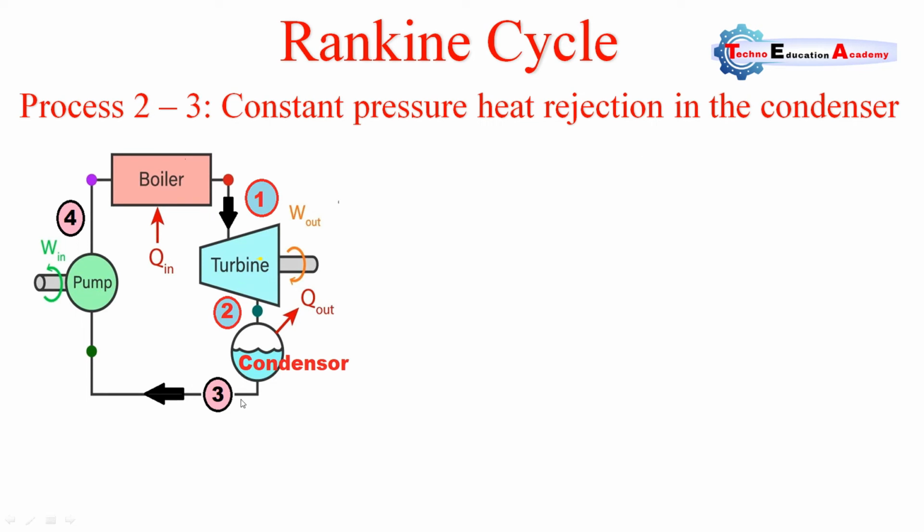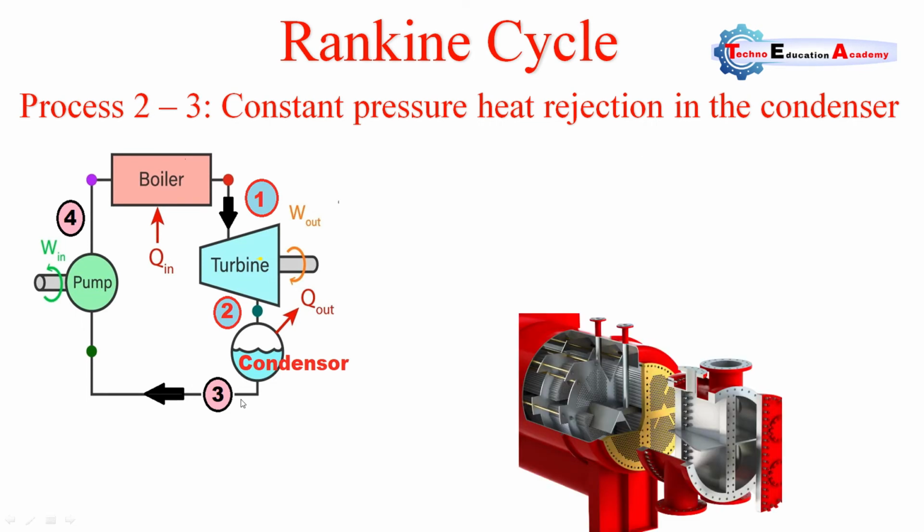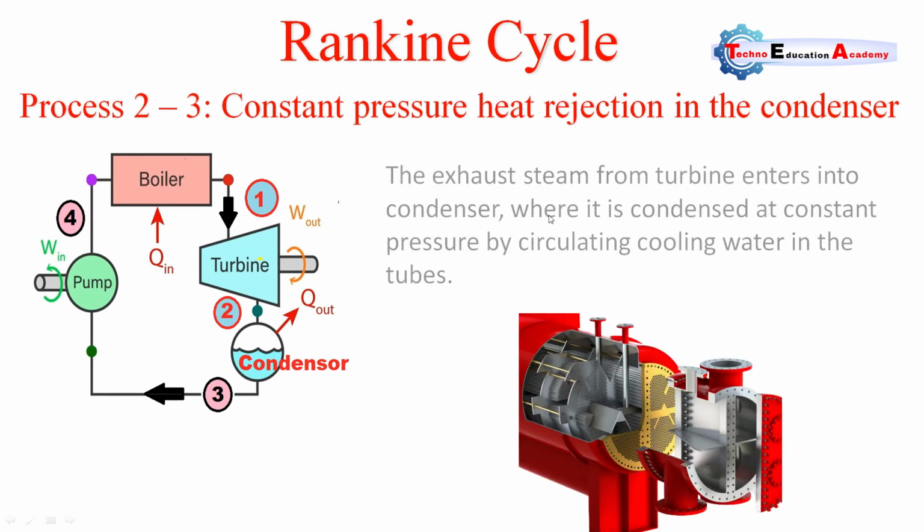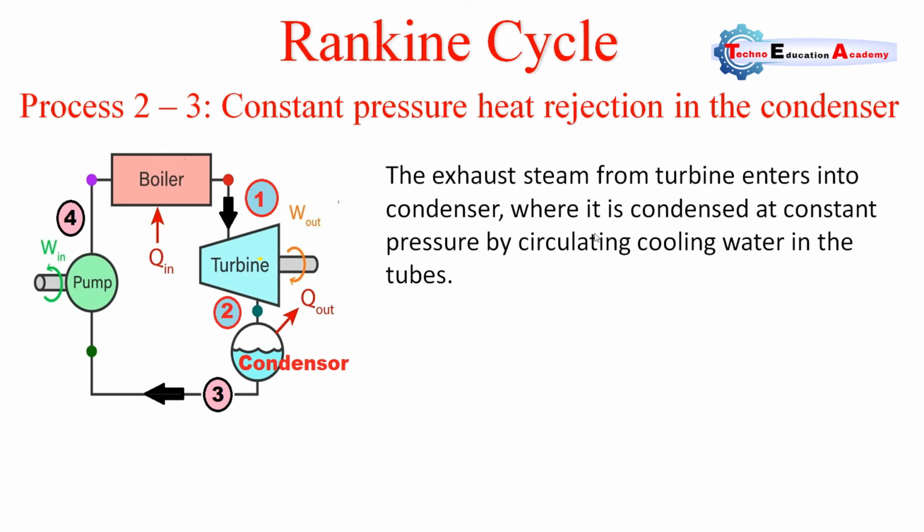Process 2 to 3 is constant pressure heat rejection in the condenser. The exhausted steam from the turbine enters the condenser, where it is condensed at constant pressure by circulating cooling water through the tubes. As we have discussed, it is one type of heat exchanger, and it is used in the thermal power plant to increase the efficiency of the plant. Here we are using cooling water for the heat transfer.